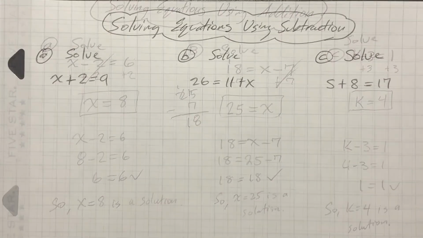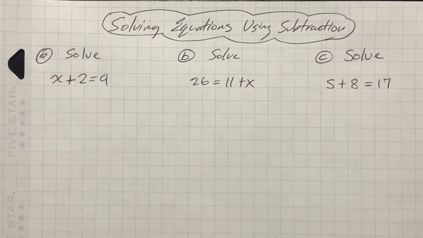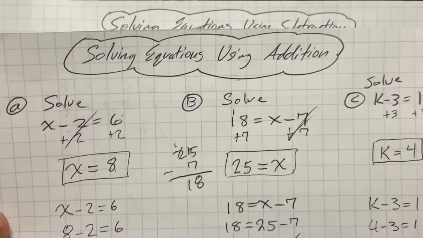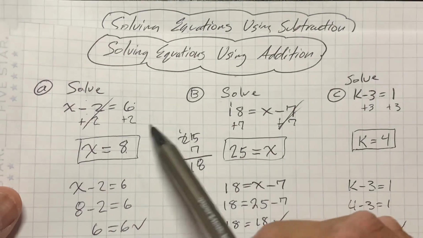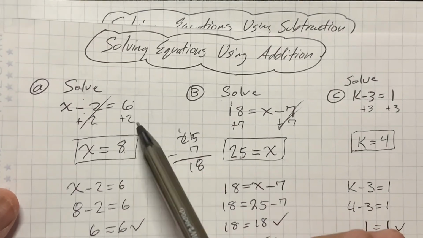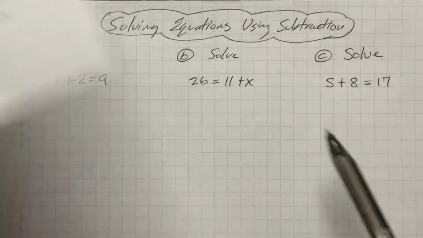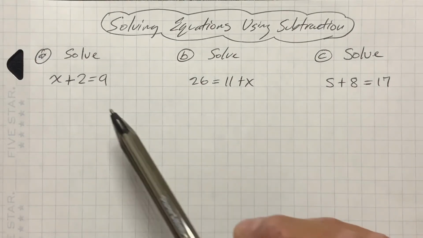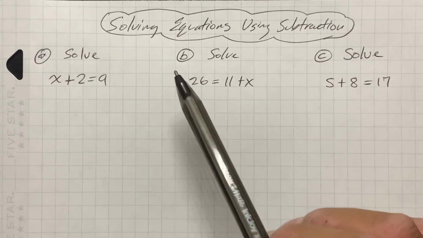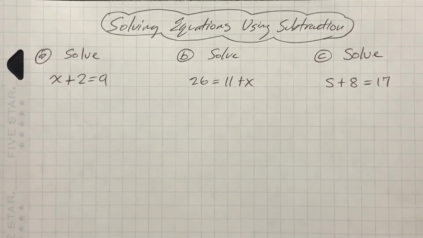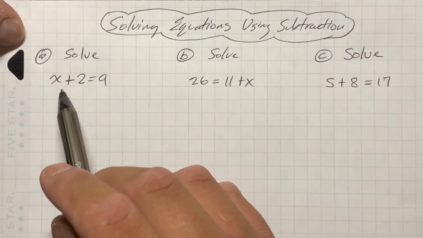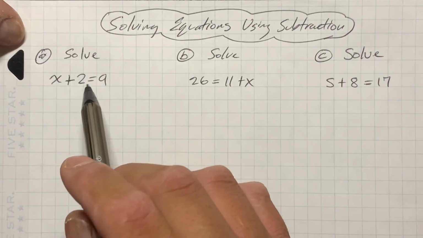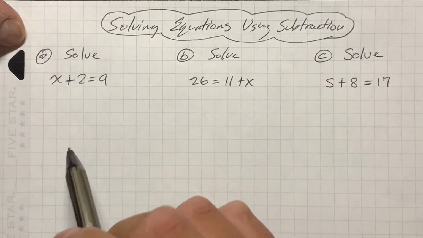Okay. All right. With this next example, it's basically the same thing. Before, we were solving equations using addition, so we were adding that value on both sides of the equation. This time, using the inverse operation, we're going to be subtracting from both sides of the equation. So with these three problems, let's solve the first one for a. The equation says x plus 2 equals 9.